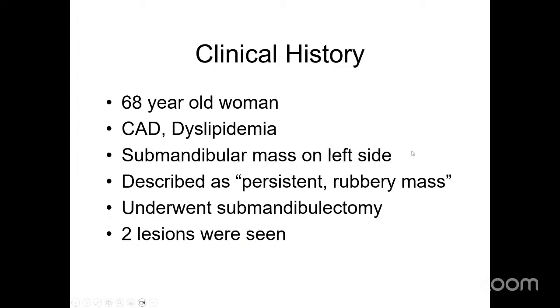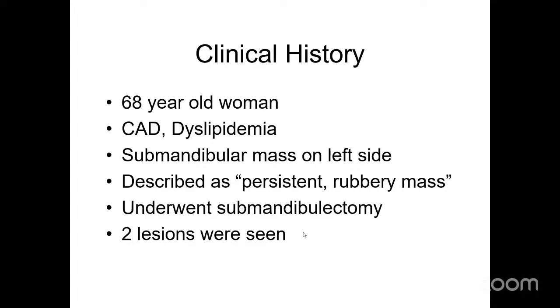So with that, I'll show a case where clonality testing was used in a certain context. This was a 68-year-old woman. She had dyslipidemia. She had a submandibular mass on the left side, and she underwent a mandibulectomy. There were two lesions that were seen, and they were morphologically a little bit different. One looked more benign, the other looked more malignant.